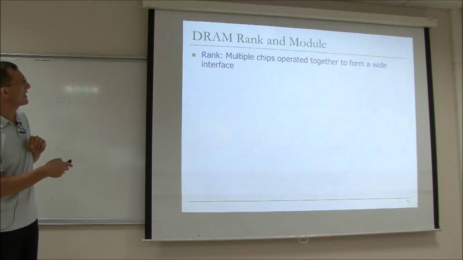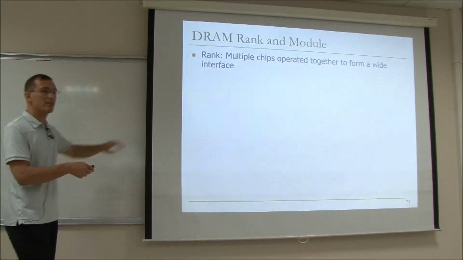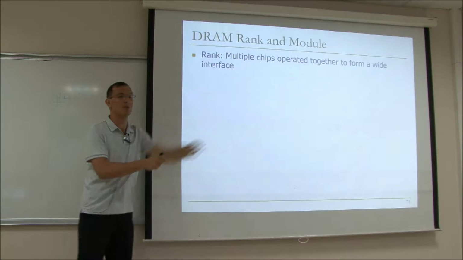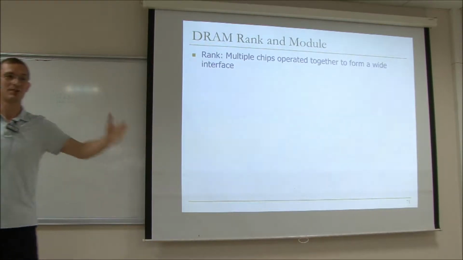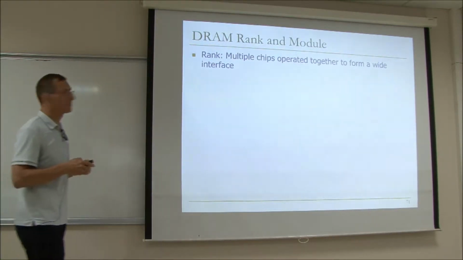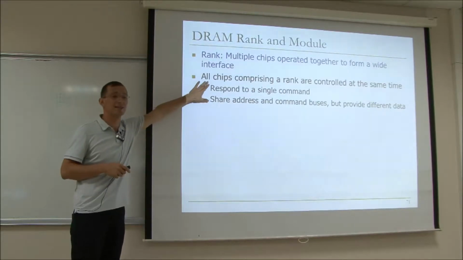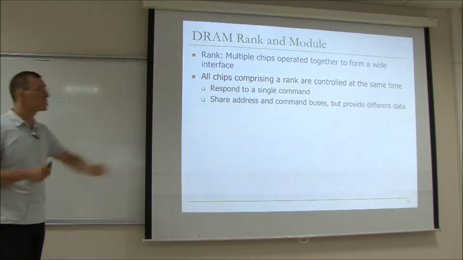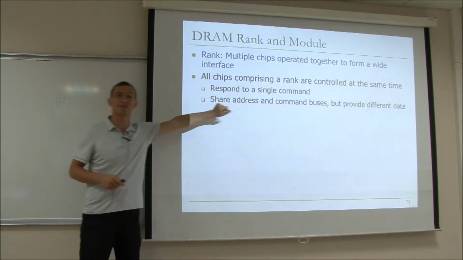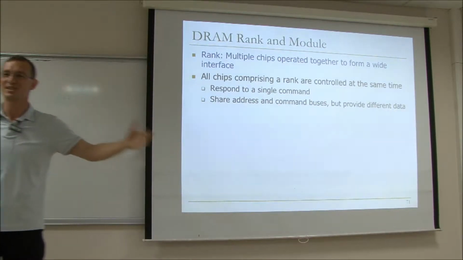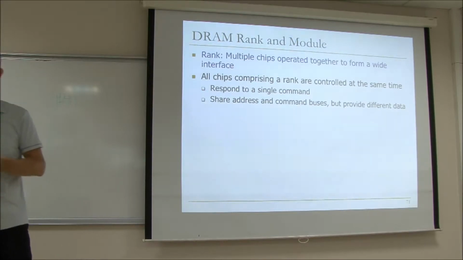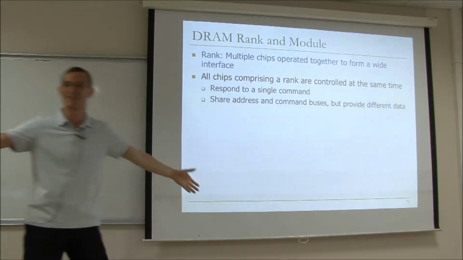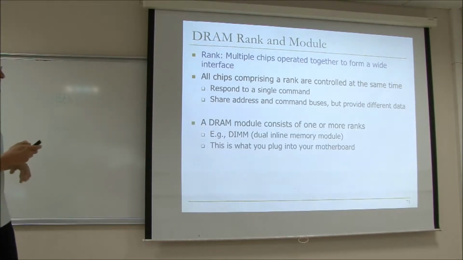So, DRAM rank and module. Basically, a rank is when you have multiple chips that are operated together to form a very wide interface. The goal is to get a wide interface, and you get it through a rank. All chips comprising the rank are controlled at the same time. They respond to a single command, and they share the address and command buses, but provide different data. Basically, this is like a rank of soldiers. You say, I guess, left foot, and they all provide you their left foot, except they're different left feet. So that's the analogy.